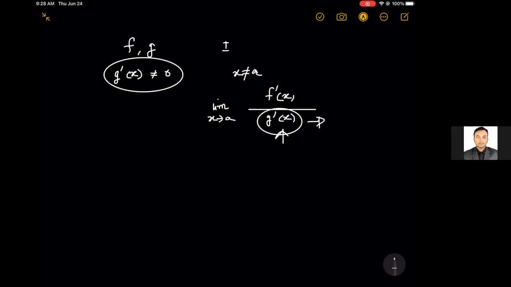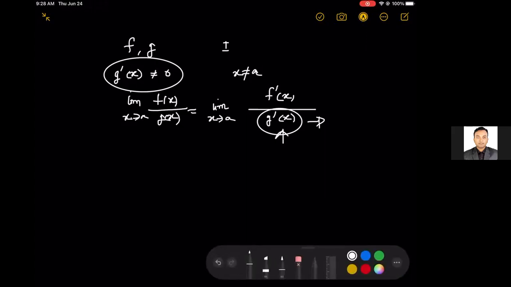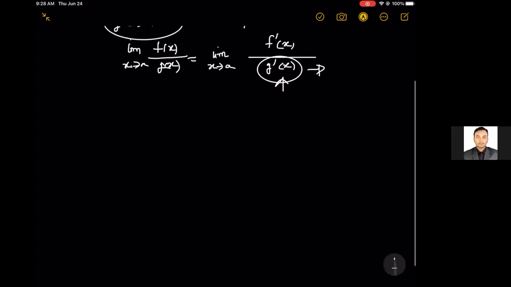All right. So now what they're trying to say is that as x tends to a, the quotient of these two functions will be equal to the quotient of the derivatives. Isn't it funny? And let me show you how.